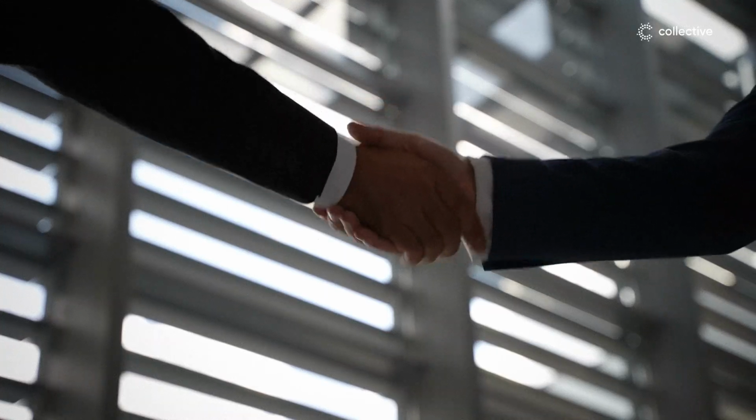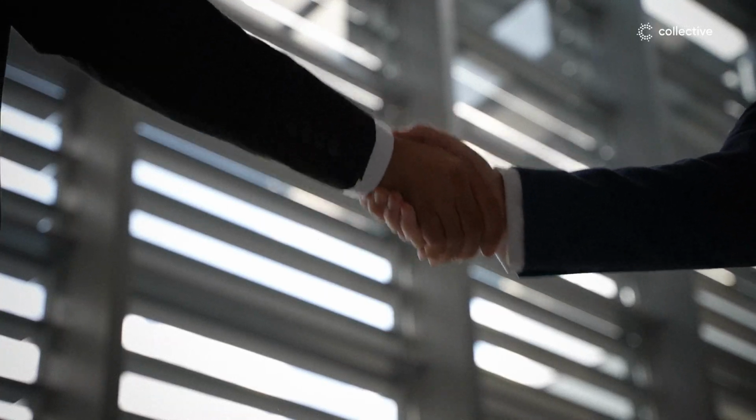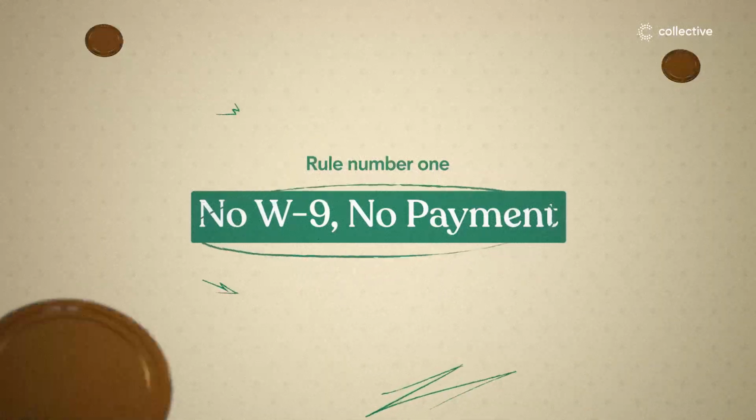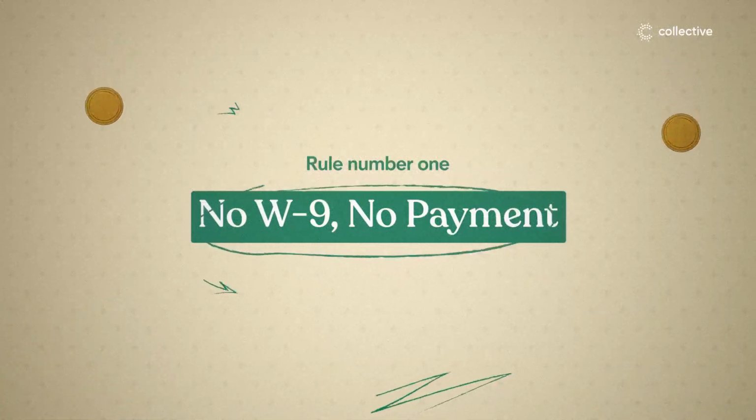Now, if the roles are reversed and you are the one that's doing the hiring, you're hiring a freelancer, your job is to be the gatekeeper. Rule number 1 is that you get that W-9 before you send a single dollar. It is 10 times harder to chase down a tax ID in January when you're trying to file 1099s than it is when the contractor is still waiting for that first paycheck.